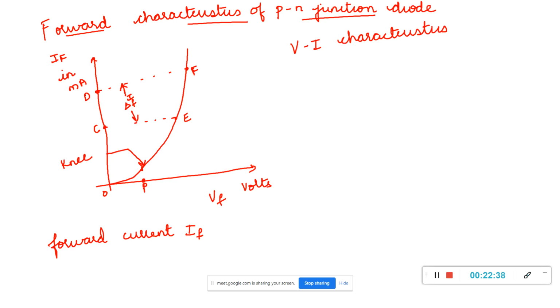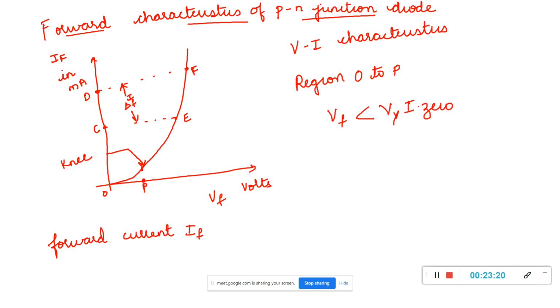Now let us assume the forward characteristics are divided into two parts. First, region O to P. As long as VF is less than the cut-in voltage V gamma, that is the barrier potential, the current flowing is very small. You can see here the current flow is very small whenever the applied voltage is lesser than the barrier voltage. Practically, the current flow is almost zero.